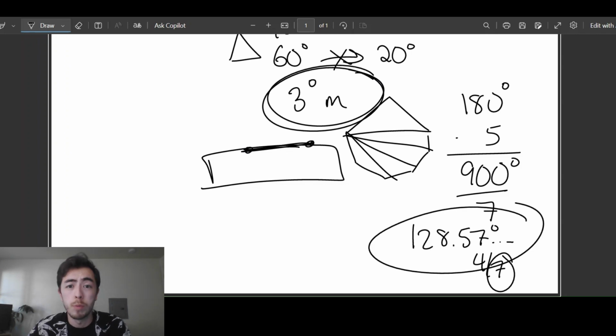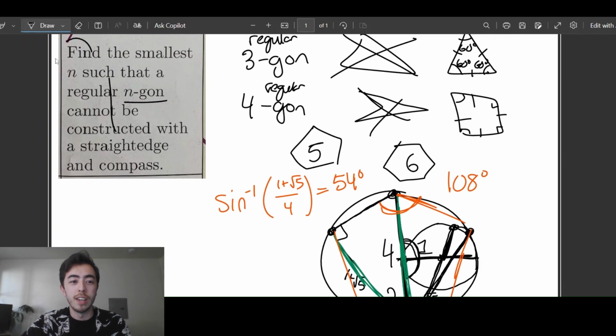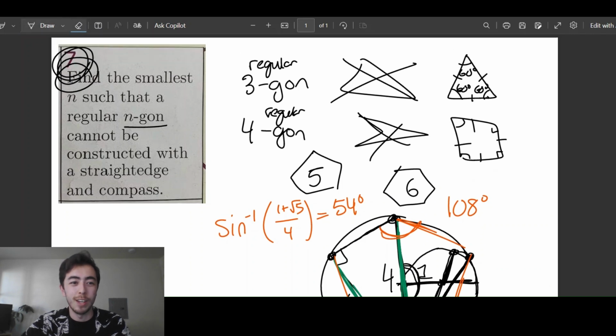There are also other proofs out there of why a heptagon is non-constructible. There are other ones that involve lengths instead of angles. So feel free to look those up yourself if you want to confirm that indeed we cannot create a regular 7-gon or a heptagon today.